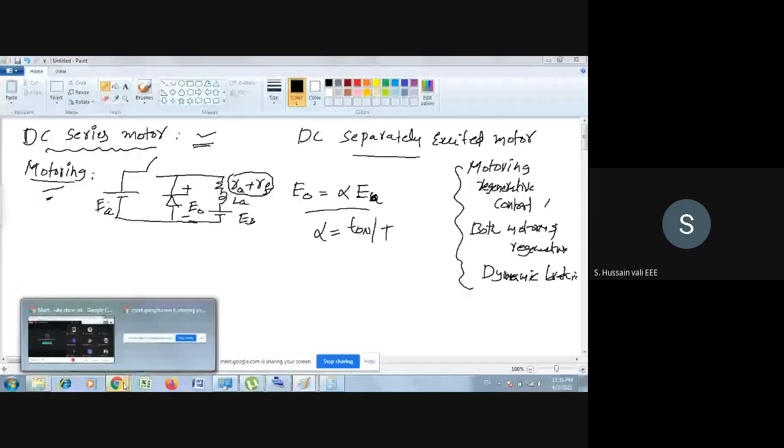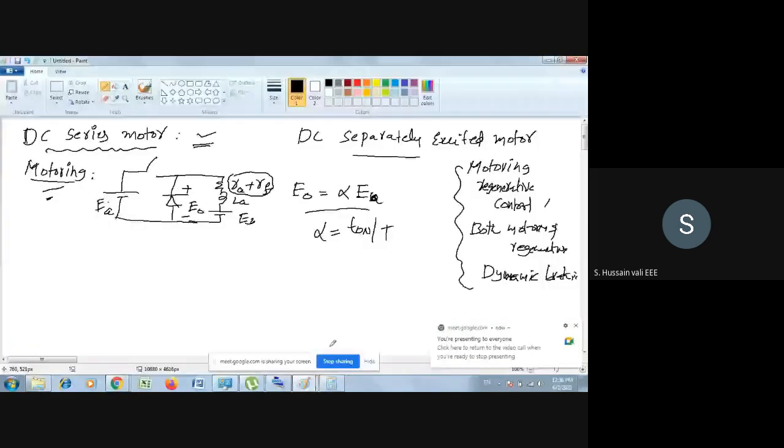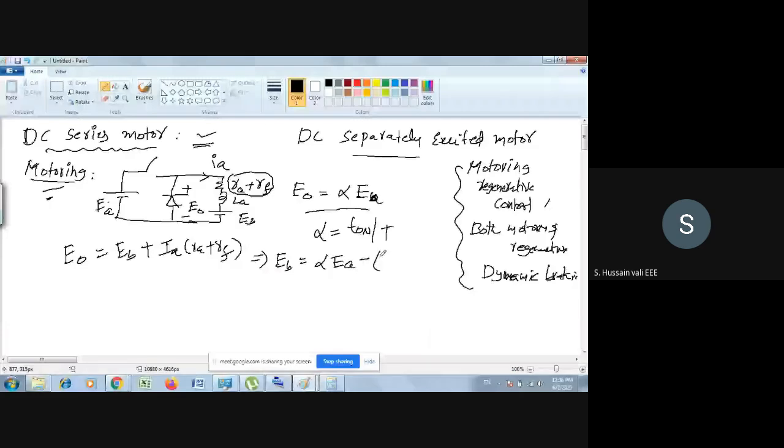Now you see the motor equation here. What is the motor equation? E naught is equal to EB plus IA into RA plus RF. You know this very well. This is the E naught value. Okay. So from this, what is EB? EB is equal to E naught, which is alpha EA, minus RA plus RF into IA.